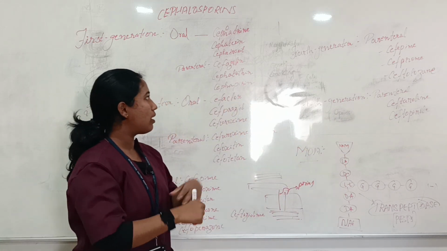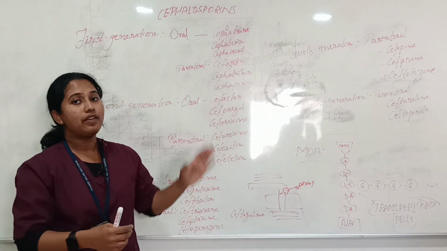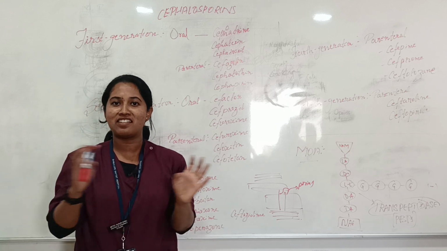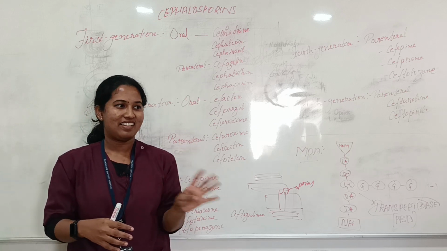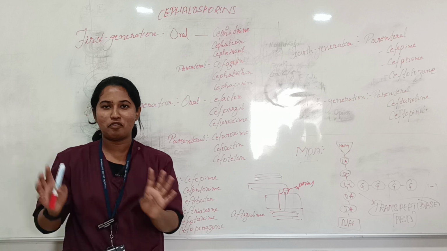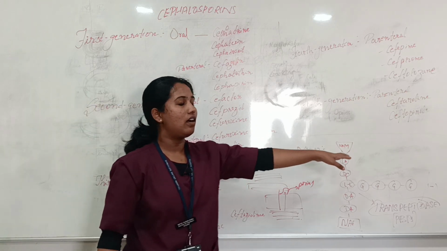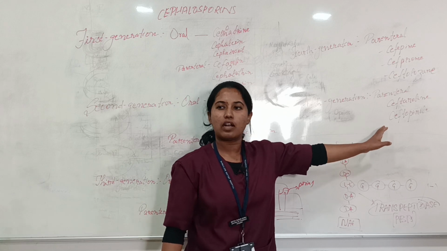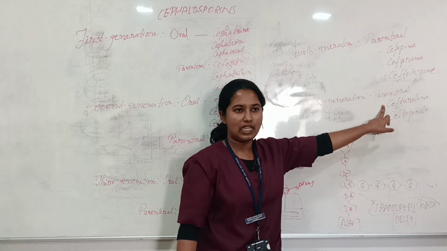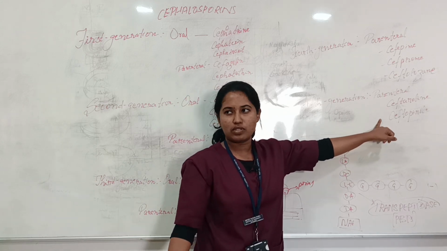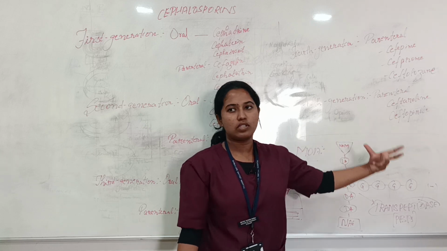Now coming to the drugs. We have 5 generations of cephalosporin. How many generations did all of us learn? I think initially we just learned 4 generations, right? The 5th generation, the first drug was approved around 2010 and the second drug was approved around 2013, but we don't use it practically.